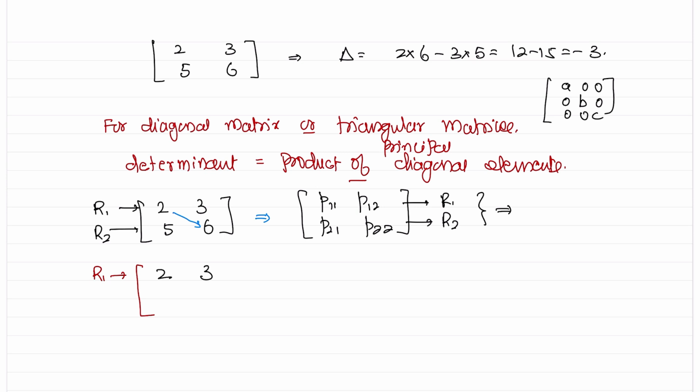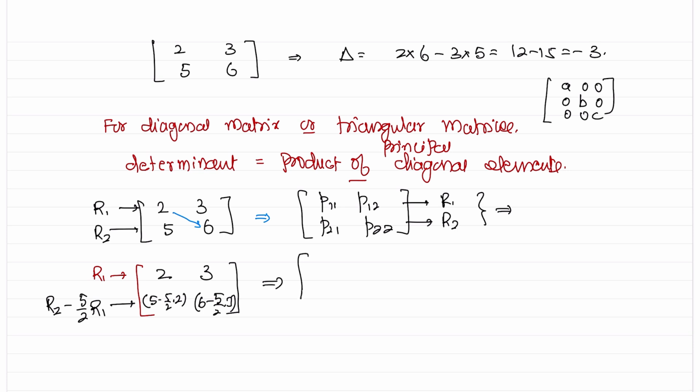These values will be 2, 3 only. Now, R2 I want to change. I want to make 5 as 0. What I have to do? R1 into 5 by 2. Then it will become 5. I have to deduct that 5 from this. That means R2 minus 5 by 2 R1. What will be the result? R2 is 5 minus 5 by 2 into 2. For the second element, it will be 6 minus 5 by 2 into 3.